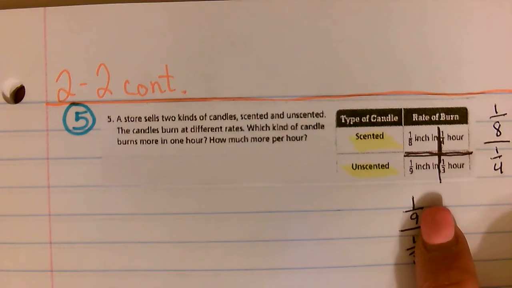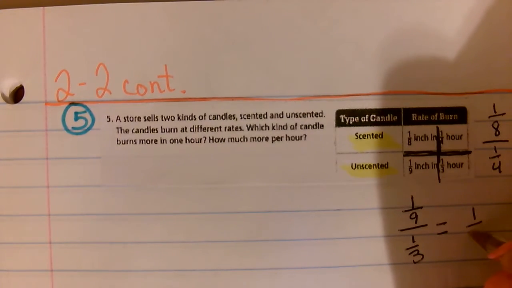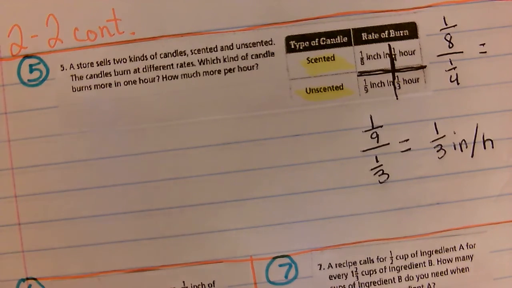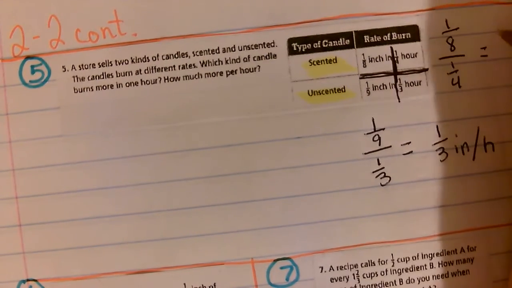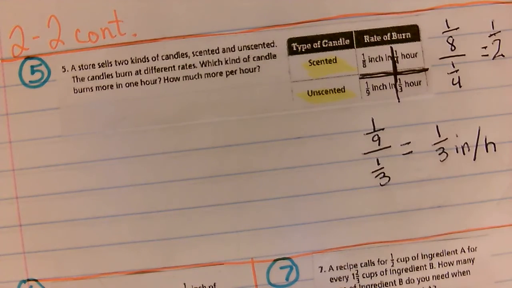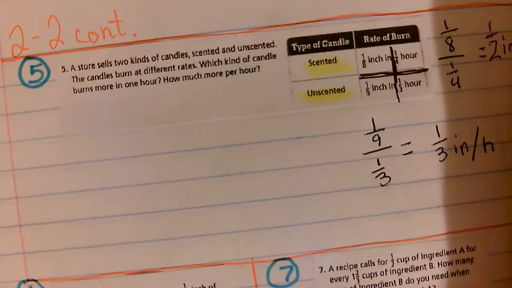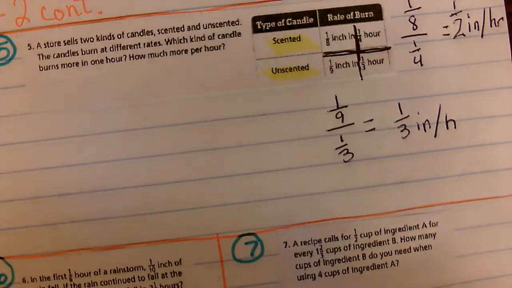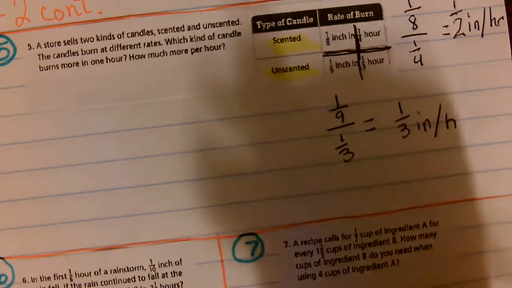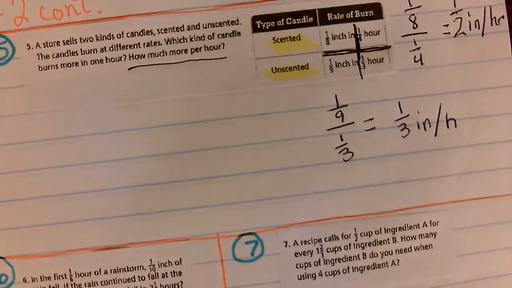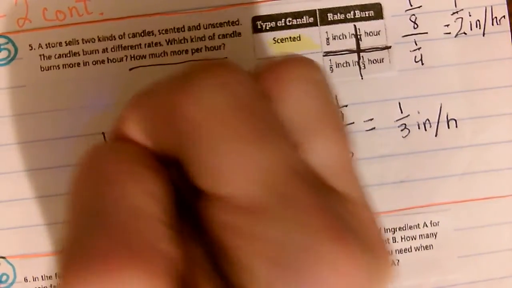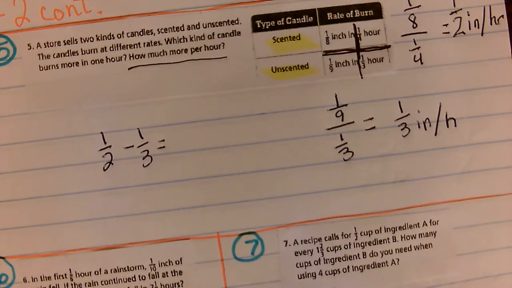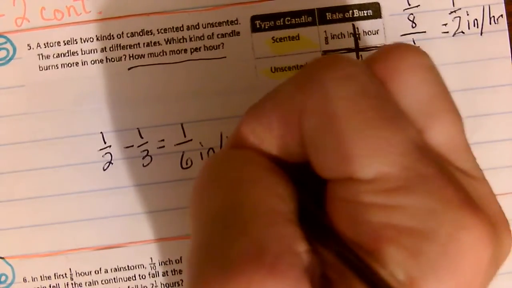So when I divide out 1/9 of an inch divided by 1/3 of an hour, I get 1/3 inch per hour. See? If I do 1/8 of an inch divided by 1/4 of an hour, over here I get 1/2 inch per hour. You can see it right there. 1/2 inch per hour. Okay? So now let's compare. We have 1/2 an inch and we have 1/3 of an inch, and the last question on here says how much more per hour. So you have to do a subtraction. So 1/2 is a larger number. I'm going to do 1/2 minus 1/3 equals 1/6 inch per hour more.